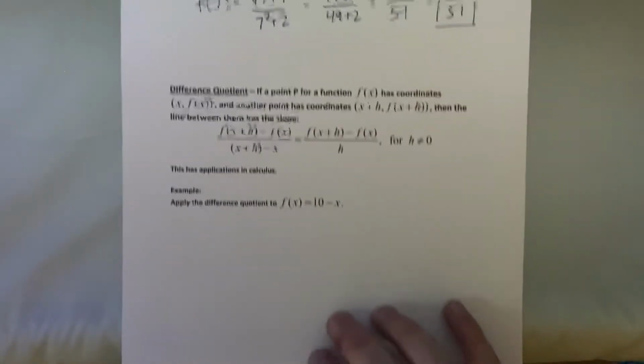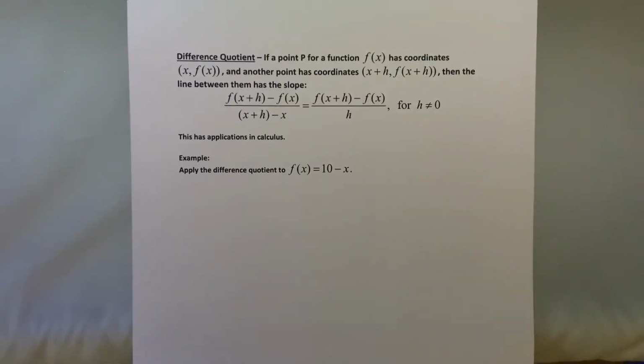And one thing this is used for in the future is called the difference quotient. It's this scary looking formula. It's basically the slope between 2 points, only instead of your 2 points being x1, y1, and x2, y2, it's x and f of x, so the input and output for x, and x plus h and f of x plus h, the input and output for a certain distance moved to the right, most of the time. Could be to the left.